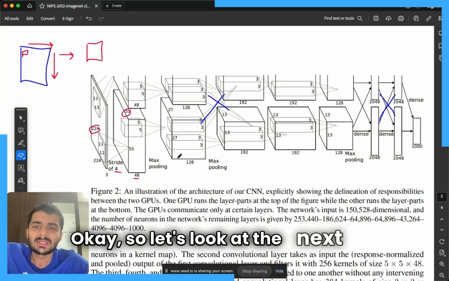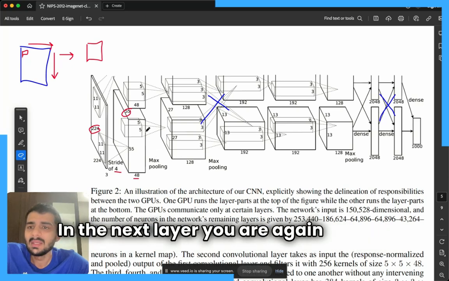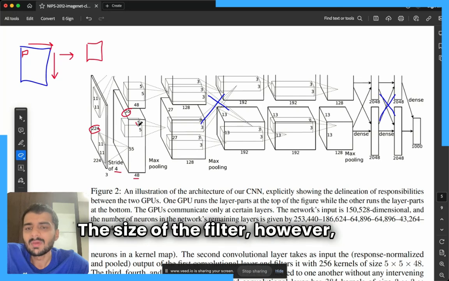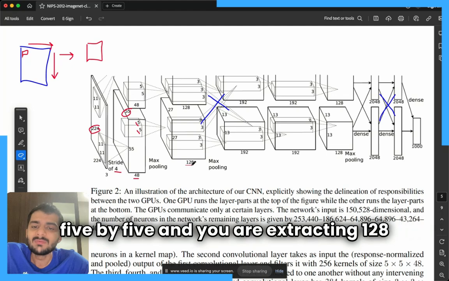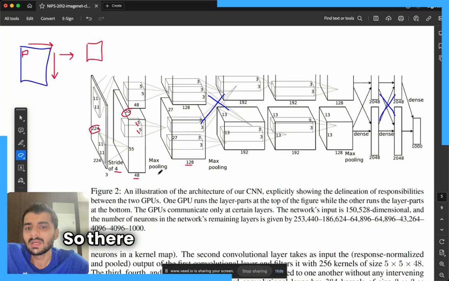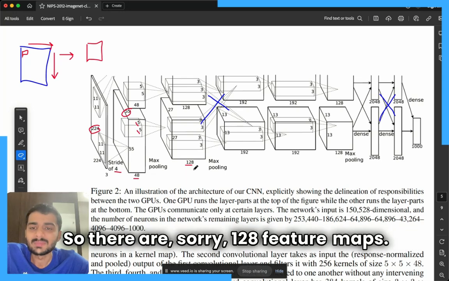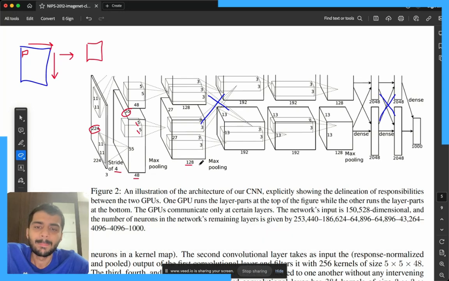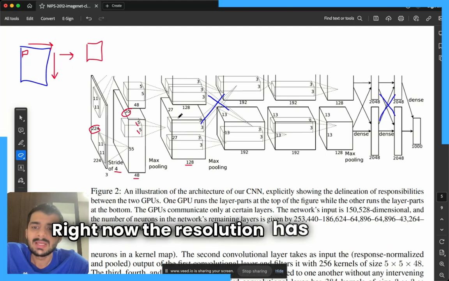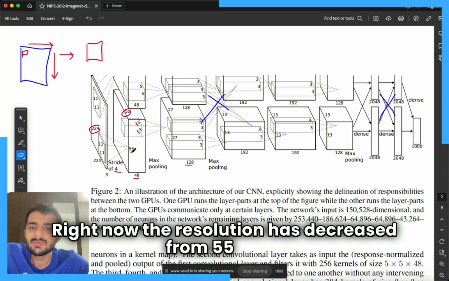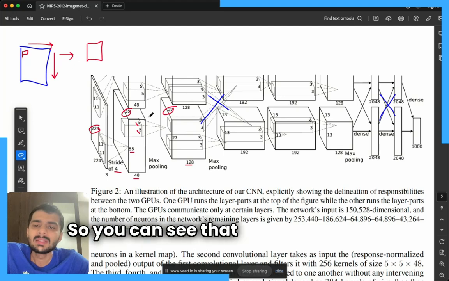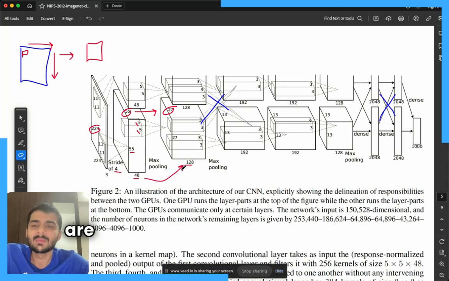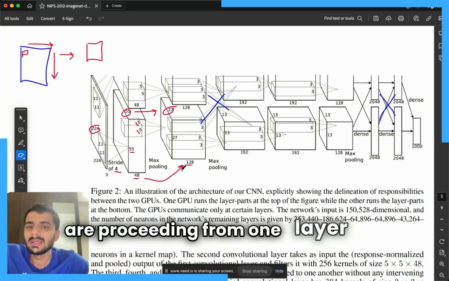Okay, so let's look at the next layer. In the next layer, you are again using a filter. The size of the filter, however, has reduced to 5 by 5, and you are extracting 128 features now instead of 48 features. So there are, sorry, 128 feature maps. Right now, the resolution has decreased from 55 to 27. So you can see that the resolution is decreasing, but the number of feature maps is increasing as we are proceeding from one layer to the next layer.